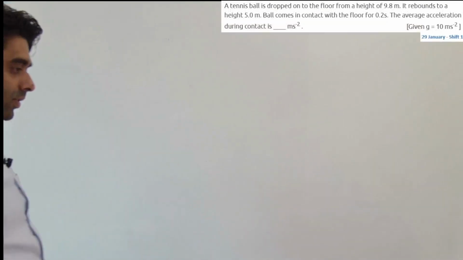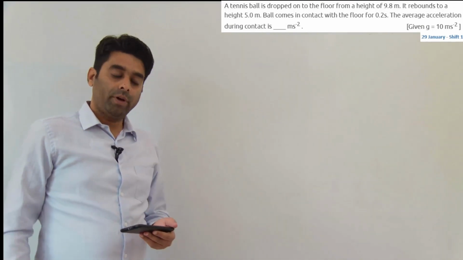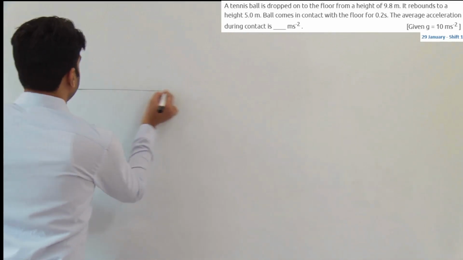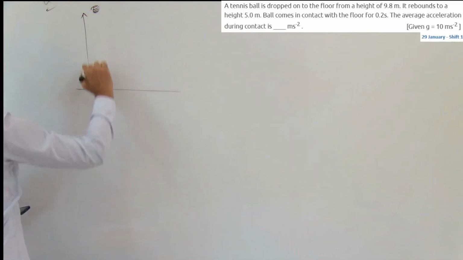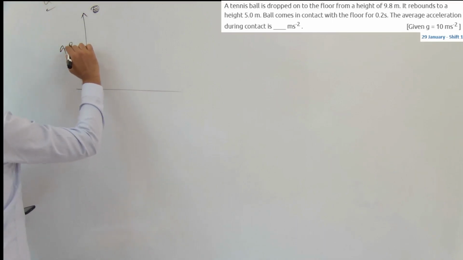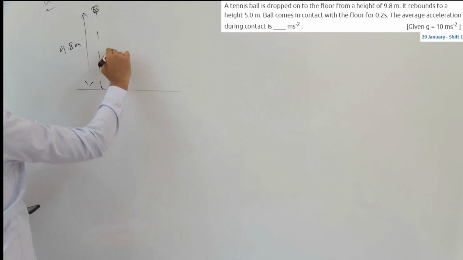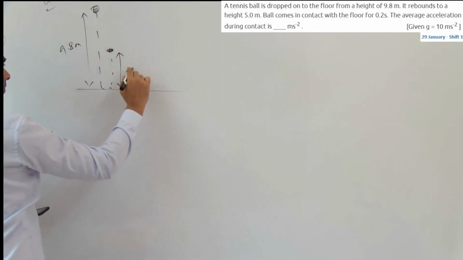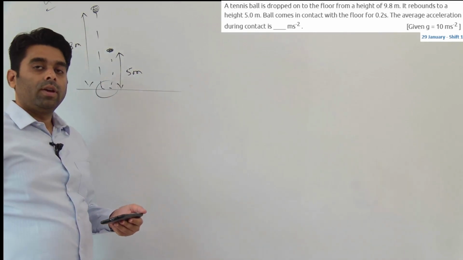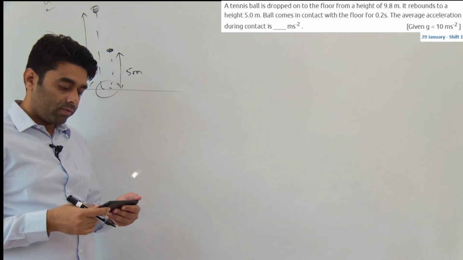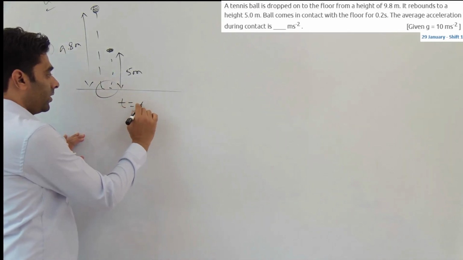So the next question that we have is, a tennis ball is dropped on the floor from a height of 9.8 meter. It rebounds to a height of 5 meter. Okay, let's say the tennis ball is dropped from a height of 9.8 meter. It will hit the ground and then it again rebounds to a height of 5 meter. Fine. During this impact, when it is hitting the ground, it is in contact for 0.2 second. The time of contact is 0.2 second.